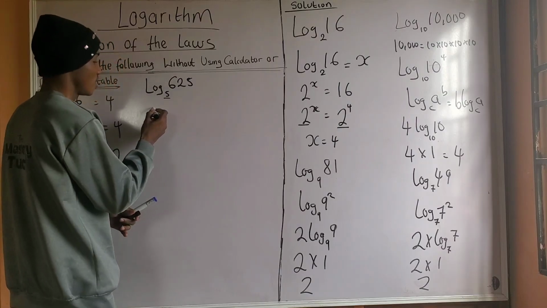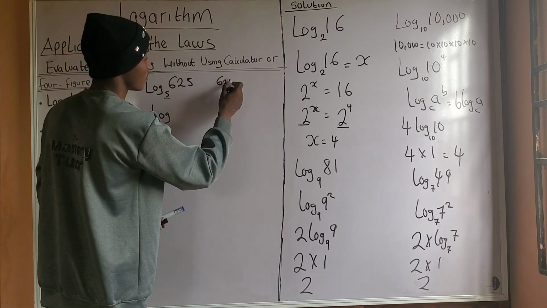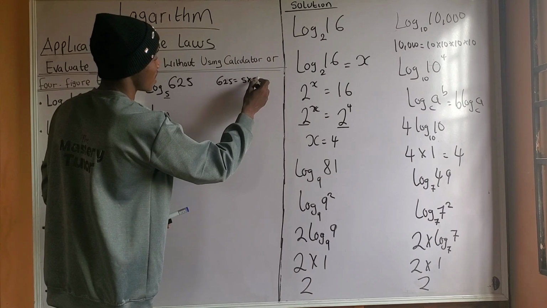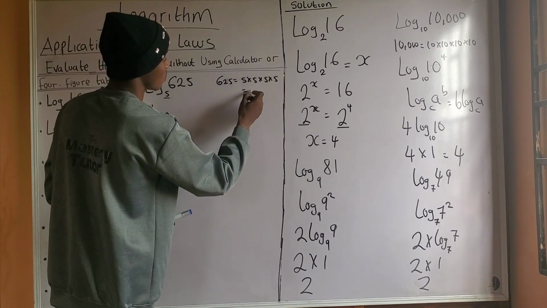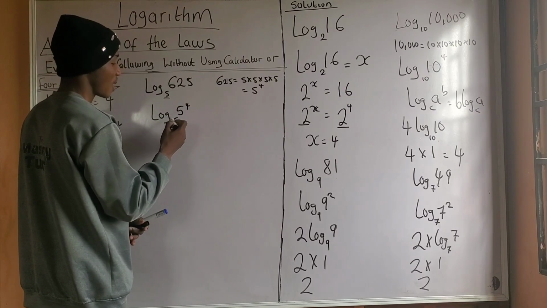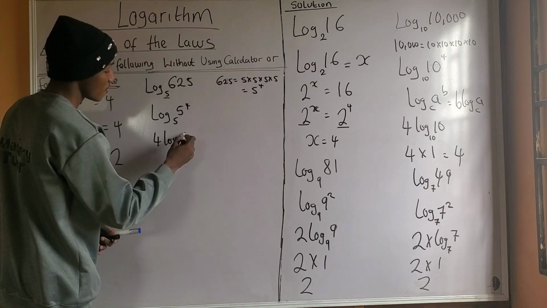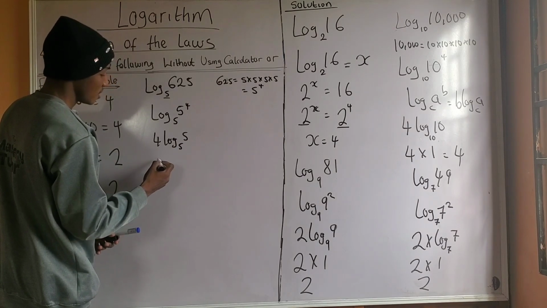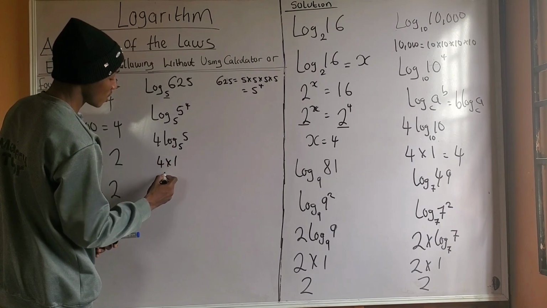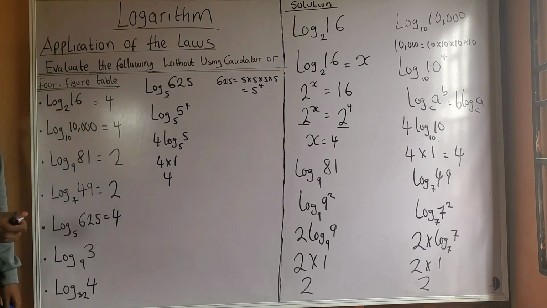So I'm going to have log 625, which is equal to 5 times 5 times 5 times 5. This is equal to 5 raised to the power of 4, right? So I'm going to have log 5 raised to the power of 4 base 5. Okay? So here I'm going to have 4 multiplied by log 5 base 5. That is 4 times 1. 4 times 1 is what? 4. So the answer here is 4. Do you understand?